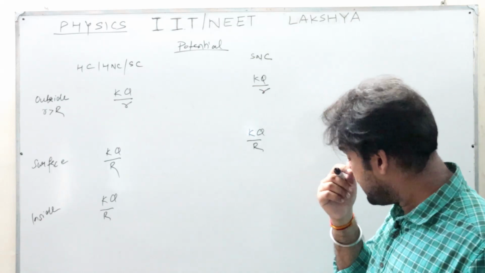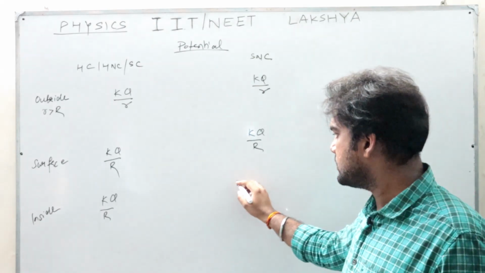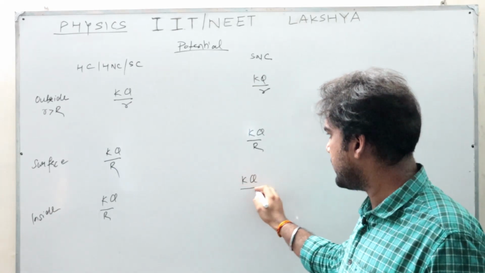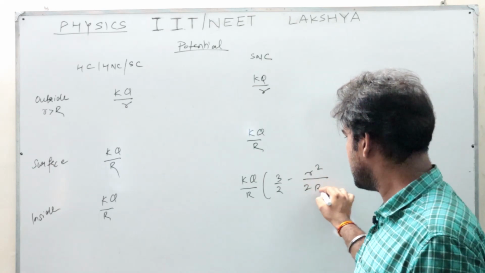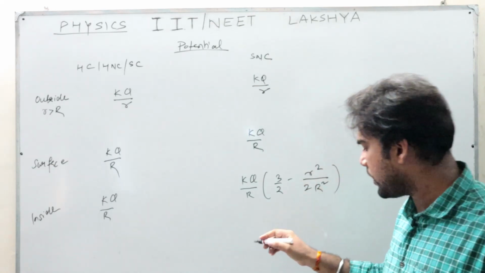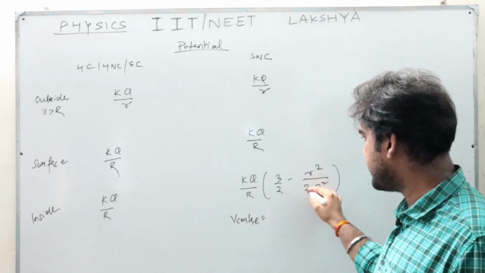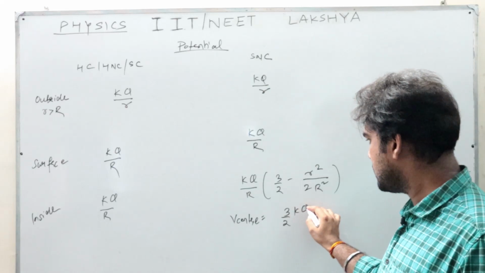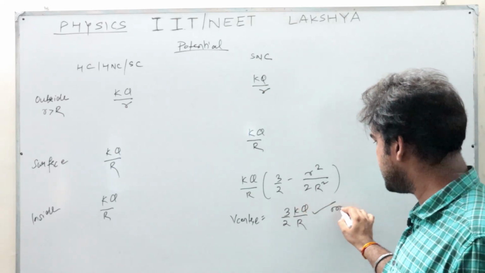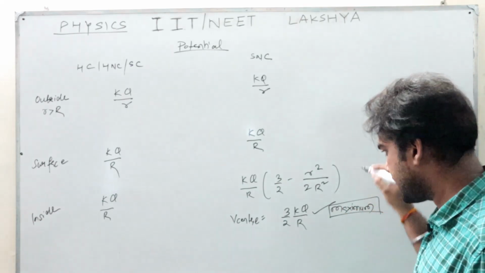So potential remains constant, KQ by R. But here there is an electric field which is rho r by 3 epsilon. So the inside formula becomes KQ by capital R times (3/2 minus r square by 2R square). And if you want to write the potential at the center, you have to substitute r equals 0, the entire term gets cancelled, and it becomes 3 by 2 KQ by R. Now if you see, this is the maximum potential for a solid non-conducting sphere.